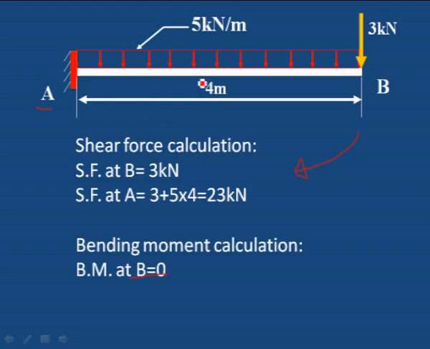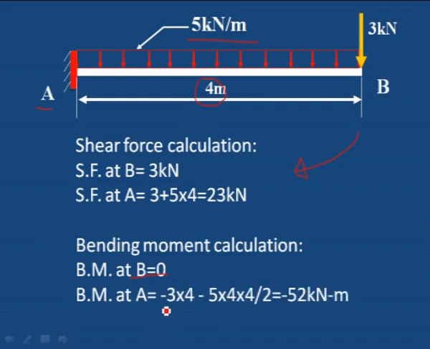To calculate the bending moment at A, this force of 3 kilonewton into the distance of 4 meter. 3 into 4 is the moment of this point load. Then for the uniformly distributed load, 5 into 4 is the total load, which acts at a distance of 2 meter from A, because it acts at the center. 5 into 4 is the load, into distance 4 divided by 2.